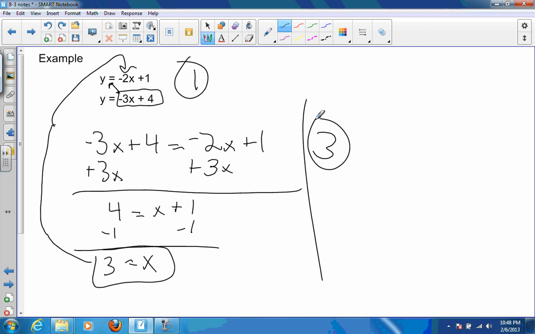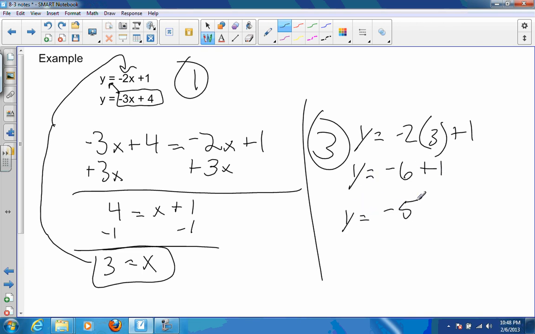Step 3, I have y is equal to negative 2 times that 3 that we got for x before, plus 1. So y is equal to negative 6 plus 1, and we get y is equal to negative 5. So my solution for this system of equations is 3, comma, negative 5. That's where those two lines intersect.